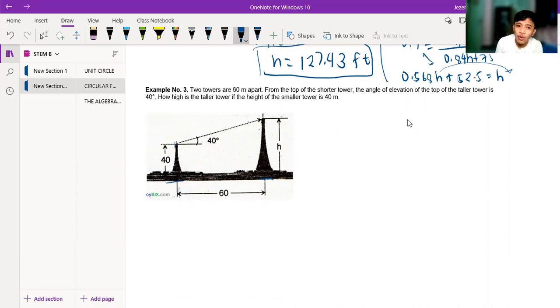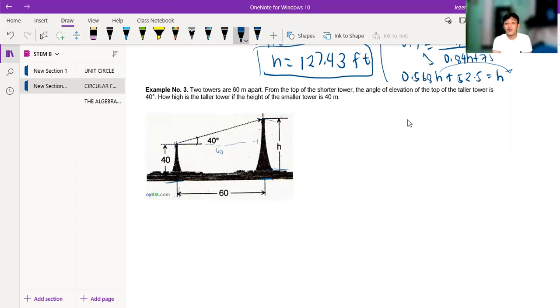Kung for example, tumayo ka dito, tapos dumapa ka pala, tapos sinilip mo yung tuktok ng pangalawang tower. At yun ay na-measure mo ng 40 degrees. Okay? So still, ang pagitan nito, 60 meters pa rin to. Okay? How high is the taller tower? So ano daw ang height nitong taller tower, yung mas mataas na tower, kung ang sukat daw ng tower na mas maliit is 40 meters.